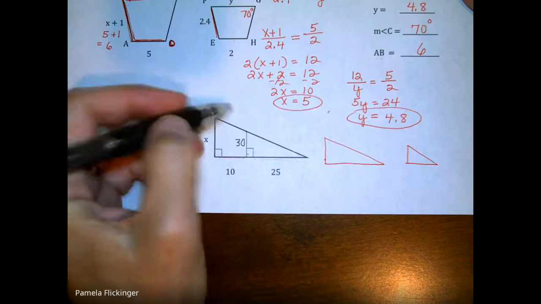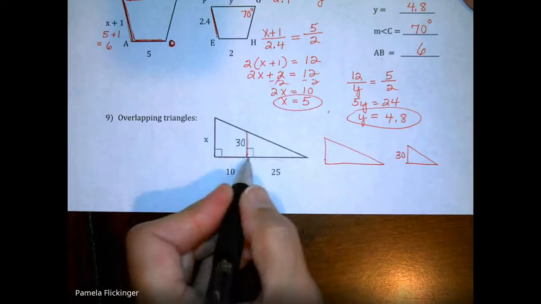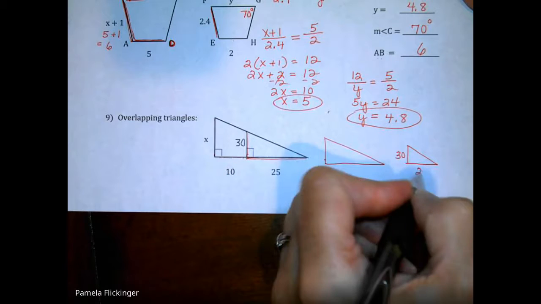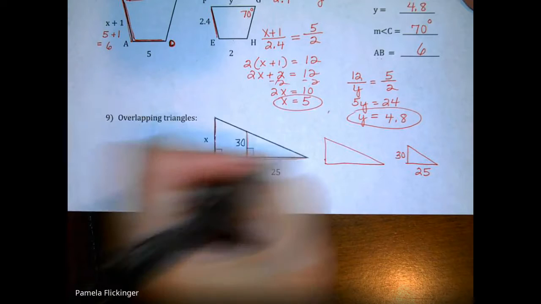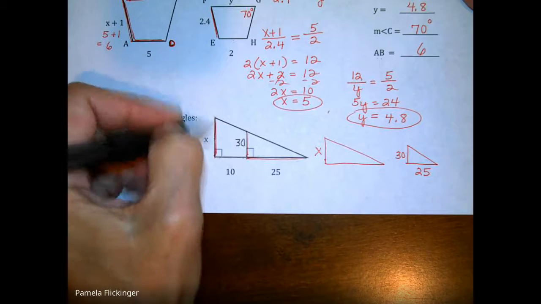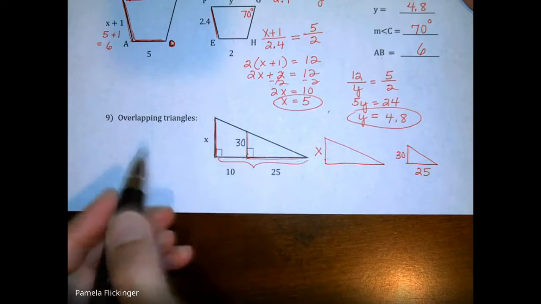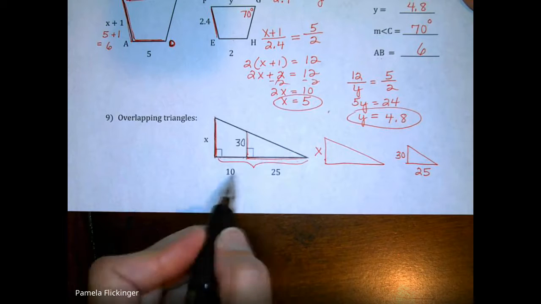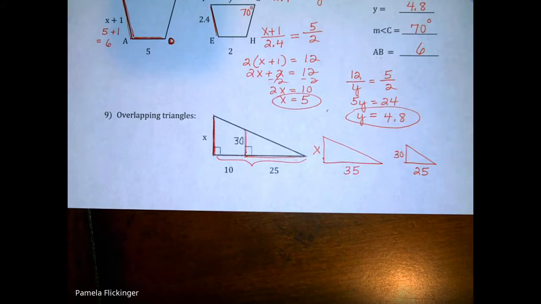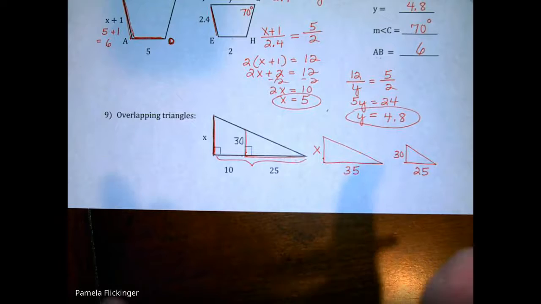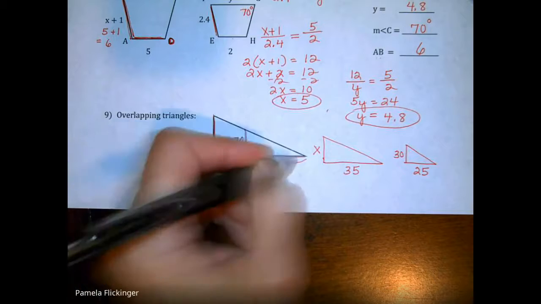I'll do the smaller one first. I know the height of the smaller one is 30, and then this other leg is 25. When I do the larger, I can see that this leg is x. But the whole side of the larger triangle is not just the 10. I need to add these together. So please be very careful when you see a smaller triangle sitting inside a larger one and they're overlapping. You have to remember that we need whole parts.